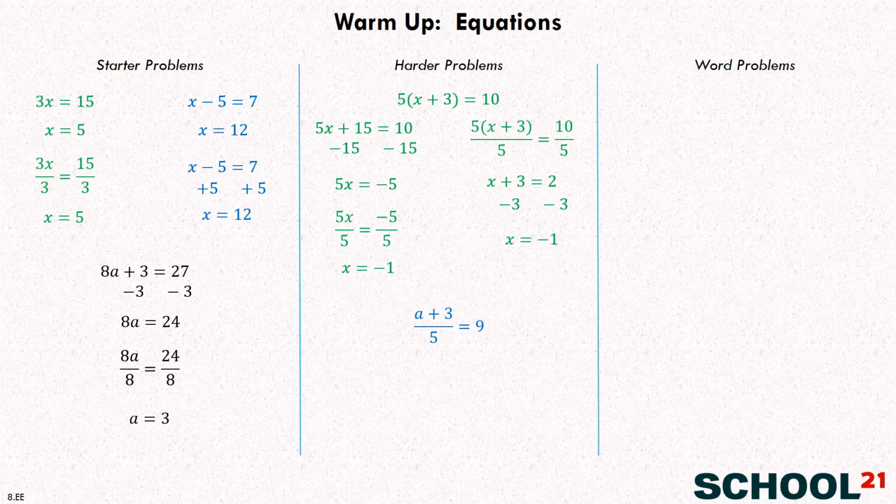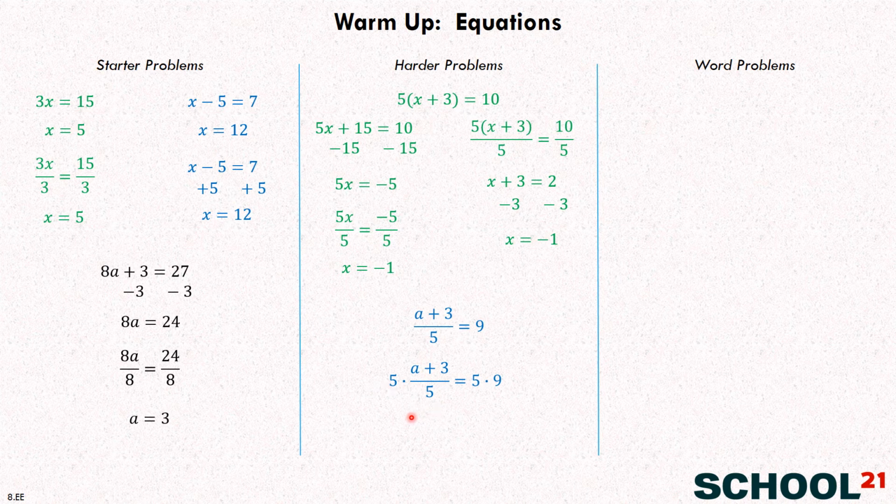That 5, though, that's bugging us, what's it doing to the a plus 3? It's dividing. So how do we get rid of that? By multiplying. So if we multiply both sides by what here? By 5. Okay, so let's go ahead and do that. So we're going to multiply 5 times that whole thing on the left, and then we're going to multiply 5 times the 9 on the right. Okay? So now, the 5 that is multiplying here and then in the denominator there, those are going to just divide to 1.